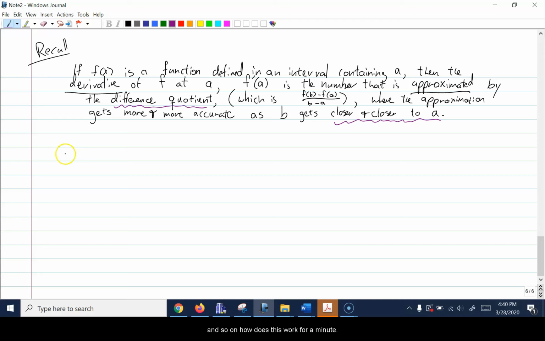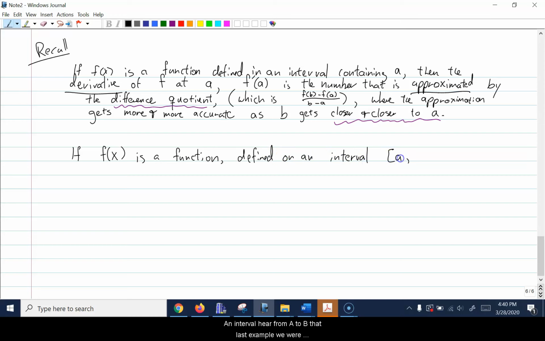How does this work for an integral? If f of x is a function, and it's defined on an interval, an interval here from a to b. In that last example, we were talking about how far did the fly move on the interval from 0 to 3. We needed to know what is the function doing on the entire interval from here to here.